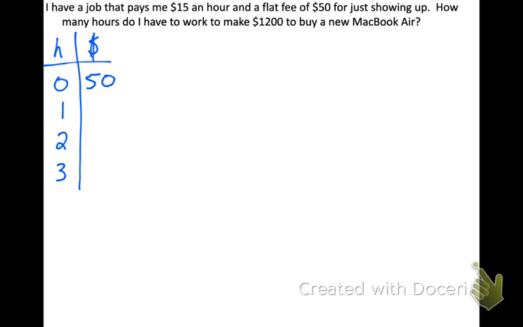And then for every hour they work, they're going to make $15. So if I work 1 hour, I show up and I work 1 hour, I'm going to get $50 for showing up and then $15 for doing the hour's worth of work, which gives me $65. If I show up to work and I work 2 hours, so 2 hours worth of work is going to get me $30, and then add that to the $50, and that'll give me $80. 3 hours worth of work is going to give me $45, and then $50 for just showing up, so that'll give me a total of $95.